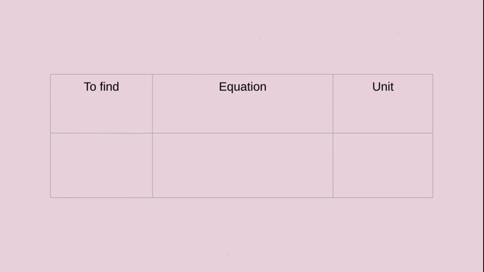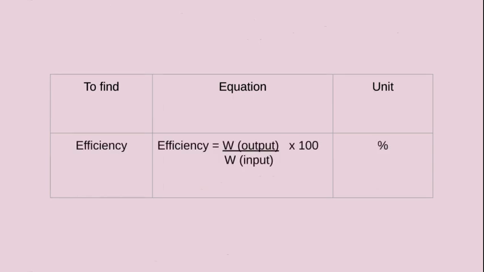Equation wise, we just got one here that we're going to deal with. If we want to find efficiency, efficiency is going to be our work output divided by the work input times 100. And it doesn't really have a unit so much as it's a percentage. So your unit would be percent. So let's give you a moment. You can pause and write that down. Then we'll move on to an example quick.